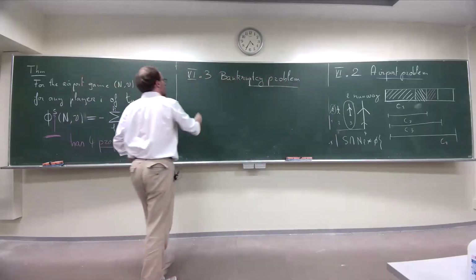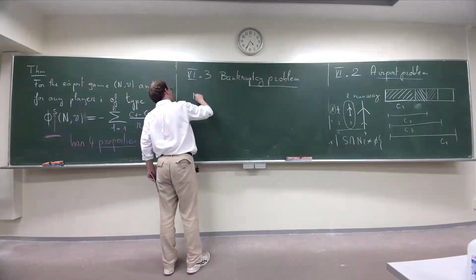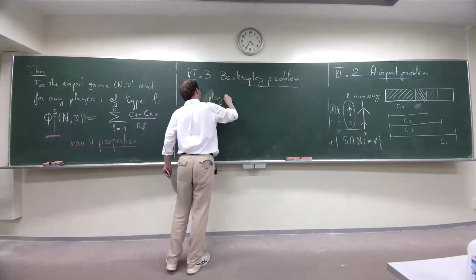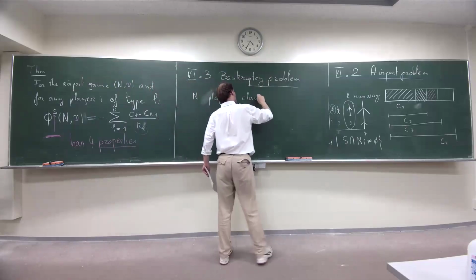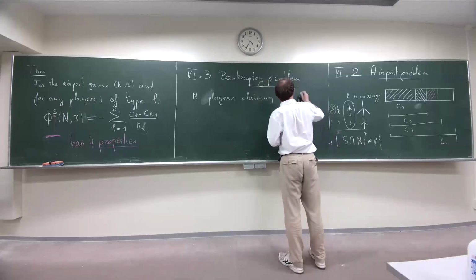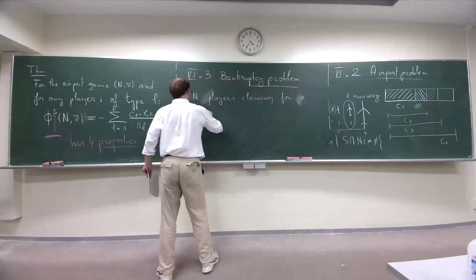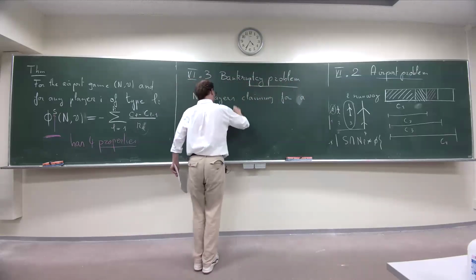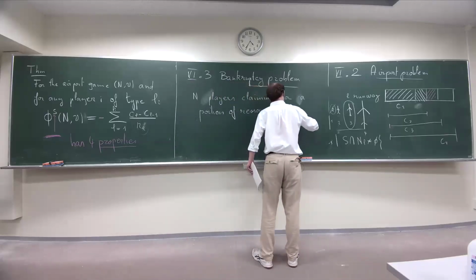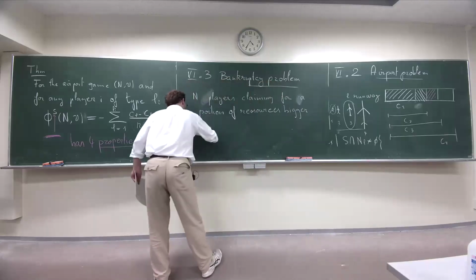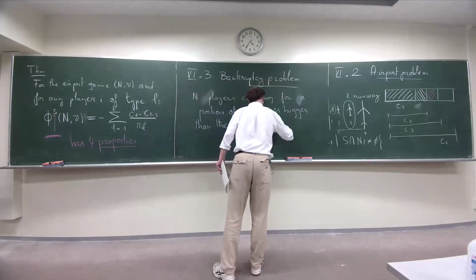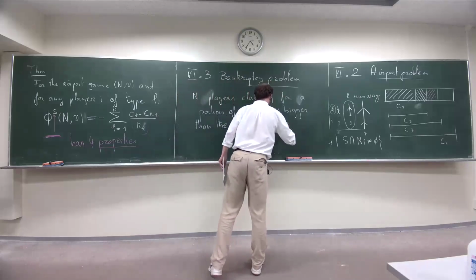What happens here? We have N players, or N claimers, claiming a portion of resources bigger than the one available. This is the idea: bigger than the one available. Why is it called a bankruptcy problem?